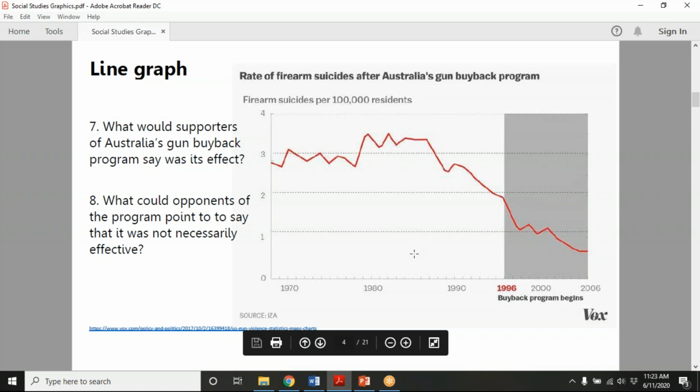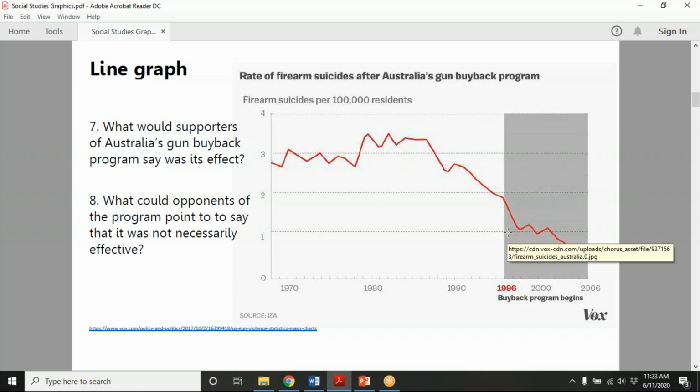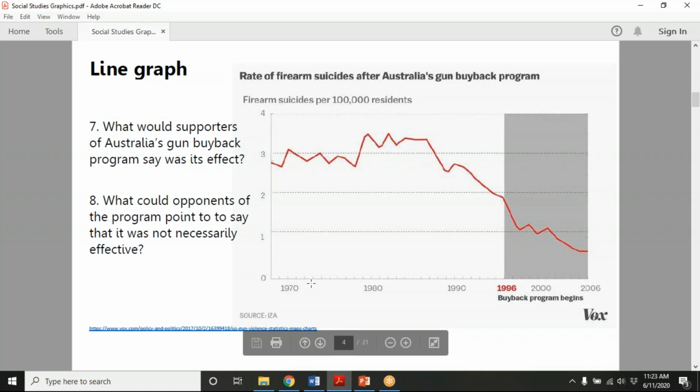So this would show up on a website or some news article studying the effect of the buyback program from 1996 to 2006. The red line, or the vertical axis, is firearm suicides per 100,000 residents. And the number goes up and down and up and down as we go through time across the bottom.